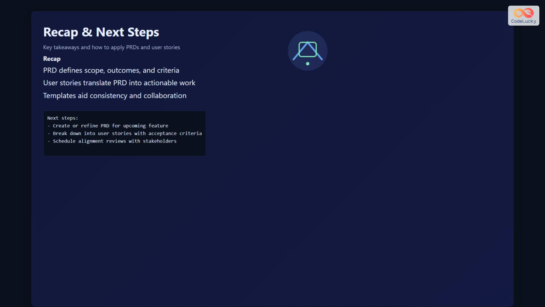Let's recap what we've covered. A PRD defines your product's scope, outcomes, and success criteria at a high level. User stories translate those PRD requirements into actionable, bite-sized pieces of work that developers can implement. Templates aid consistency across your organization and improve collaboration. To apply these concepts, start by creating or refining a PRD for your next feature. Break it down into user stories with clear acceptance criteria. Schedule alignment reviews with stakeholders to ensure everyone understands the requirements. By following these practices, you'll improve communication, reduce misunderstandings, and deliver products that meet user needs and business objectives.